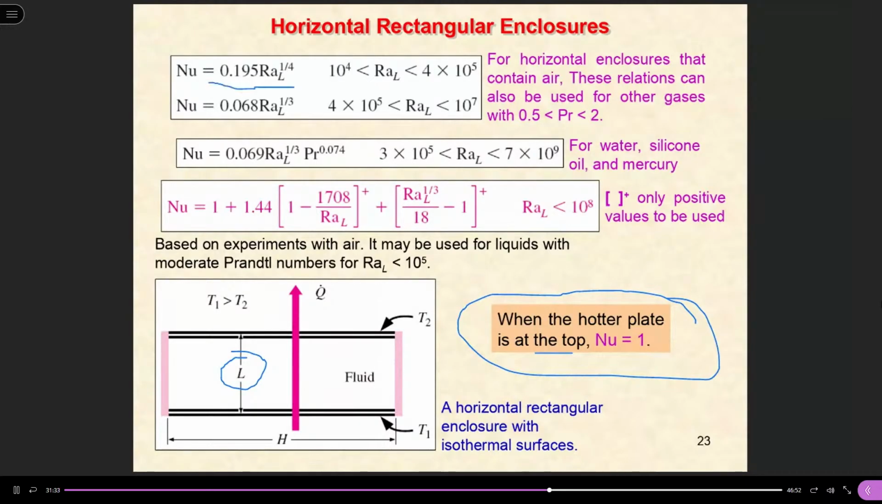The reason for having two equations is the turbulent and laminar regimes. Therefore, you have to calculate your Rayleigh number first, to determine whether it's laminar or turbulent. Another equation is typically for gases when the Prandtl number is within this range. For water, silicon oil, and mercury, the Prandtl number is much greater than 2, typically 10 or so, so you have to use a different set of equations. Basically, this is the equation for the horizontal rectangular enclosure.